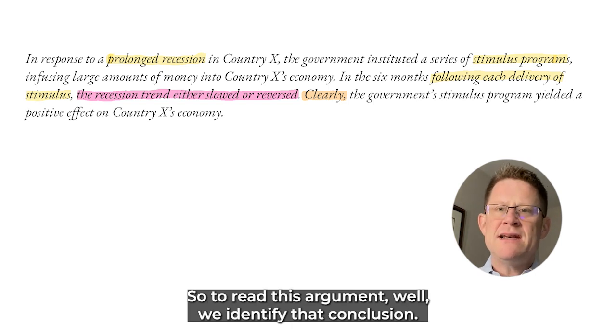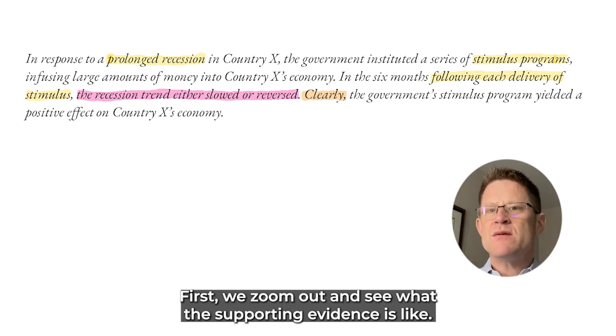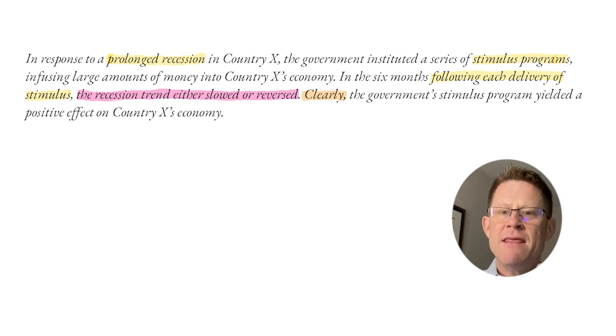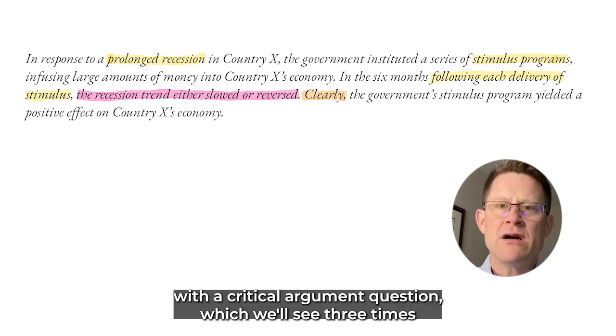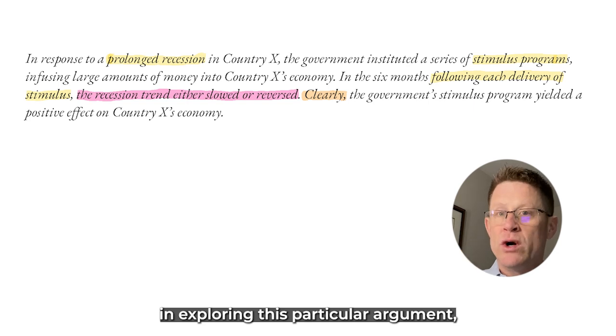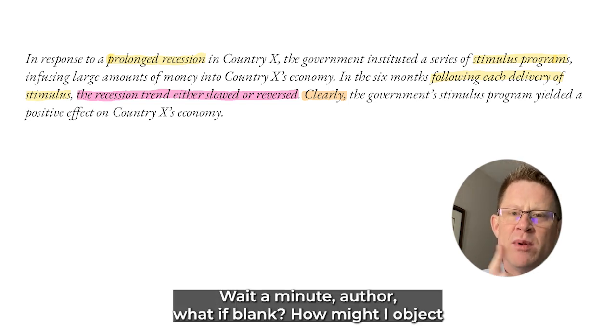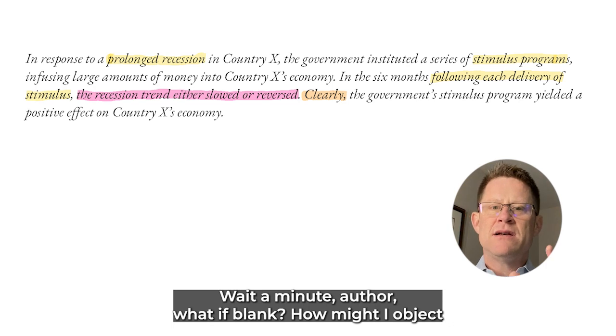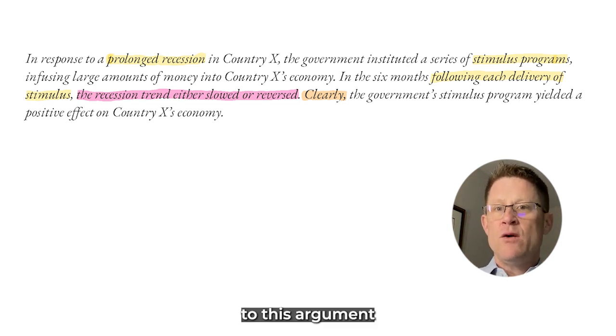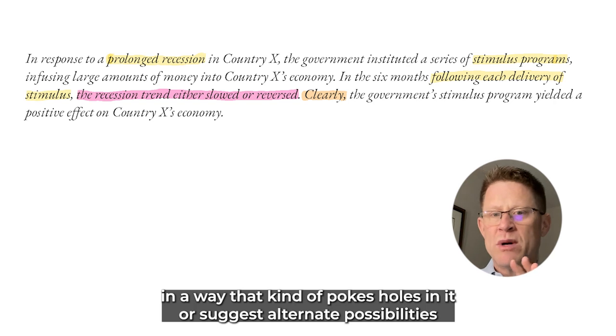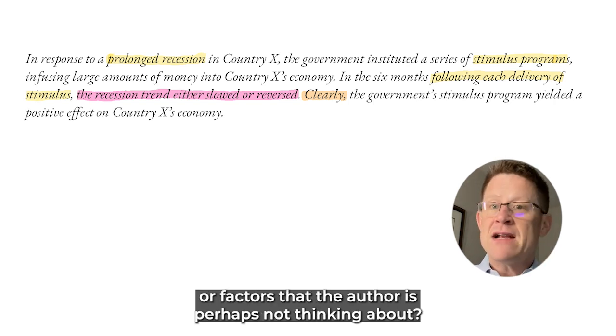So to read this argument well, we identify that conclusion first, we zoom out and see what the supporting evidence is like. And then, if we are dealing with a critical argument question, which we'll see 3 times in exploring this particular argument, we want to be asking, what if? Wait a minute, author, what if blank? How might I object to this argument in a way that kind of pokes holes in it or suggests alternate possibilities or factors that the author is perhaps not thinking about?